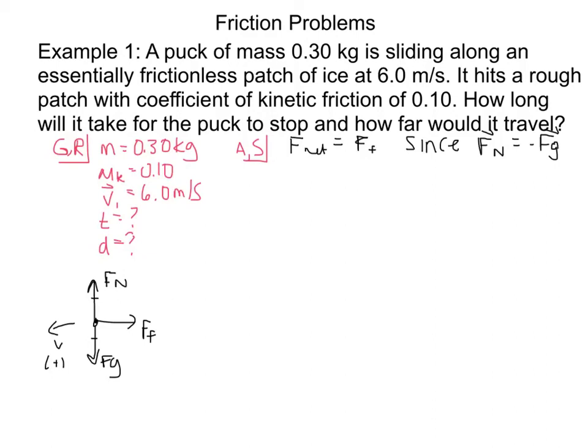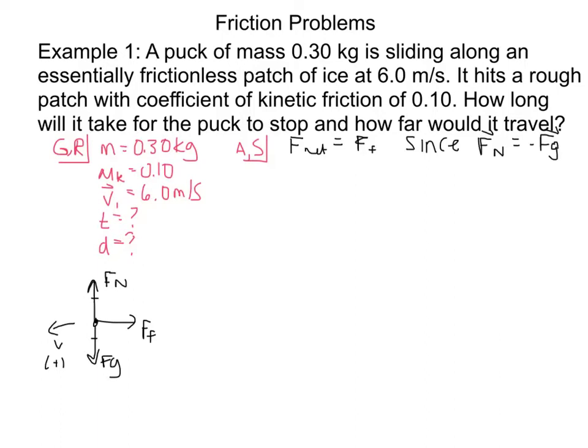We're going to go through a couple of examples that use friction in the problem. So this example is a puck of mass 0.30 kilograms sliding along an essentially frictionless patch of ice at 6.0 meters per second. It hits a rough patch with a coefficient of kinetic friction of 0.10. How long will it take for the puck to stop, and how far would it travel?